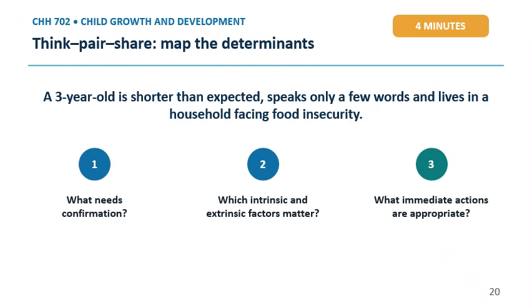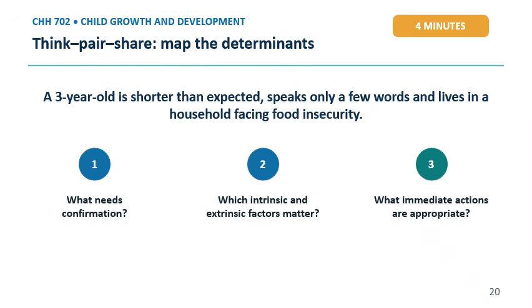These slides give us 4 minutes and 3 questions. The first ask, what needs confirmation? We need accurate age, length or height, previous growth measurement, the meaning of few words, comprehension, hearing, progress in other domains, and relevant health history. The second ask, which intrinsic and extrinsic factors matter? We should consider health conditions and sensory function alongside diet, infection, responsive interaction, food insecurity, and service access.